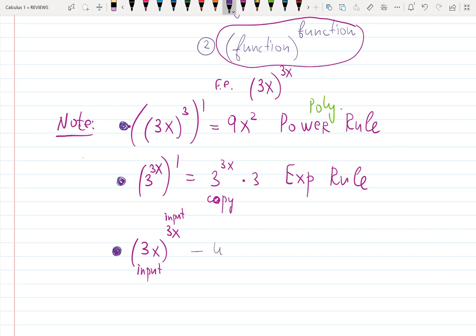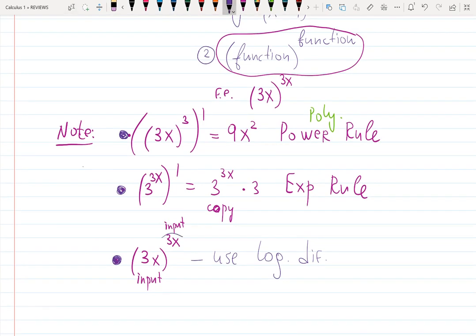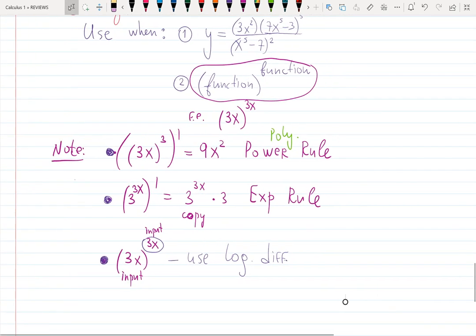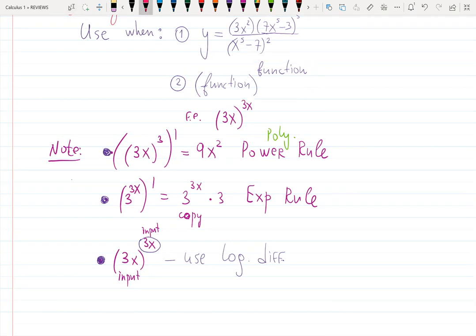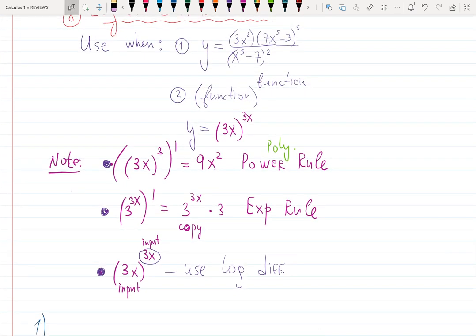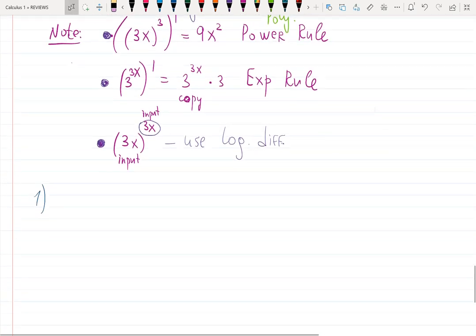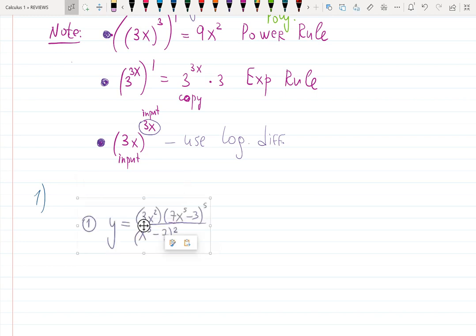And this is exactly when you use logarithmic differentiation. Logarithmic differentiation will help you get rid of this piece, because if you use log, this piece will go down, and then you will have a product instead. So let's do both examples, the first one and the second one, since it's the last topic. Okay, the first one was this huge fraction. Let me copy it and use log on both sides to simplify it.